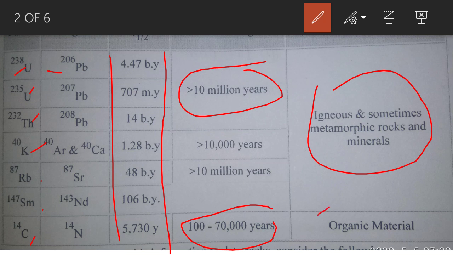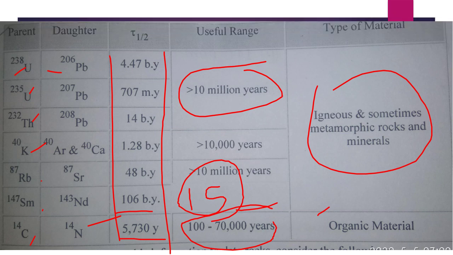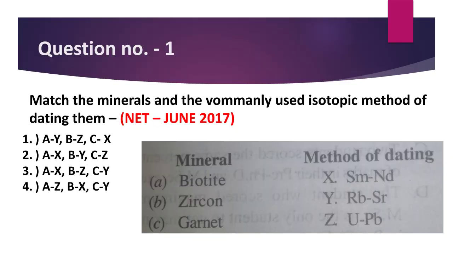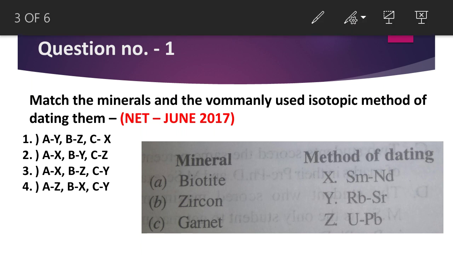Okay, if you see that carbon's half-life is 5730 years, and its extreme age can be 70,000 years, which is almost 15 times greater than its half-life. So these are the different techniques. You have to have a general idea of this table. So let us move over towards our first question, and we will see the description of each and every question.